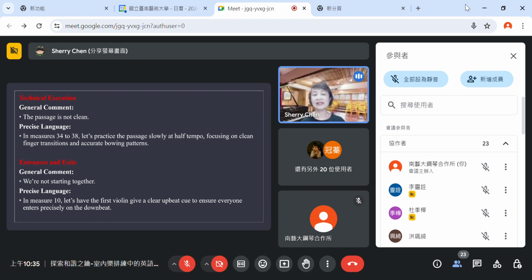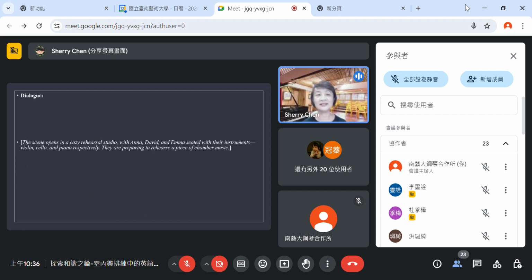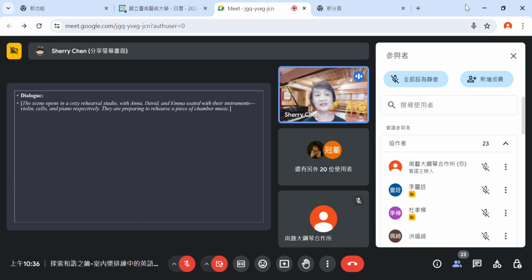所以这个是在让某一个人可以给一个很重要的这个 body language 哦，这等一下我们会讲到怎么用 body language。好。So let's give a scenario in piano trio rehearsal. 所以现在有3个人的 dialogue. The scene opens in a cozy rehearsal studio with Anna, David, and Emma seated with their instruments, violin, cello, and piano. So it's a piano trio rehearsal.